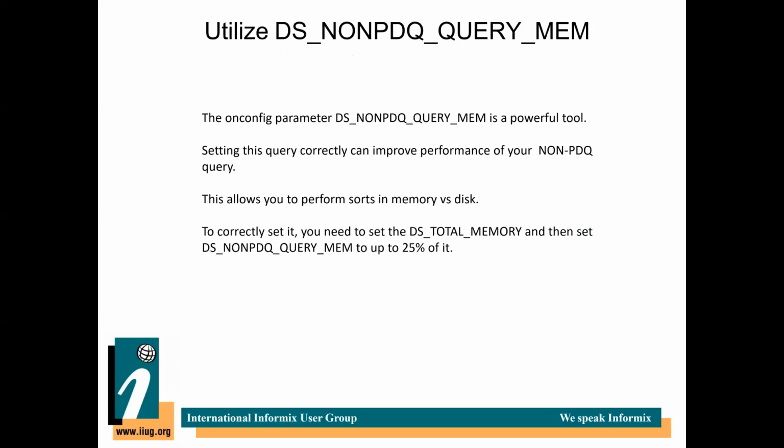Utilizing DS non-PDQ query mem. This onconfig parameter is a powerful tool. Setting it correctly can improve the performance of your non-PDQ queries, which are probably most of your queries. This allows you to perform sorts in memory versus disk. To correctly set it, you need to set DS total memory to a value and then set DS non-PDQ query mem to up to 25% of it.